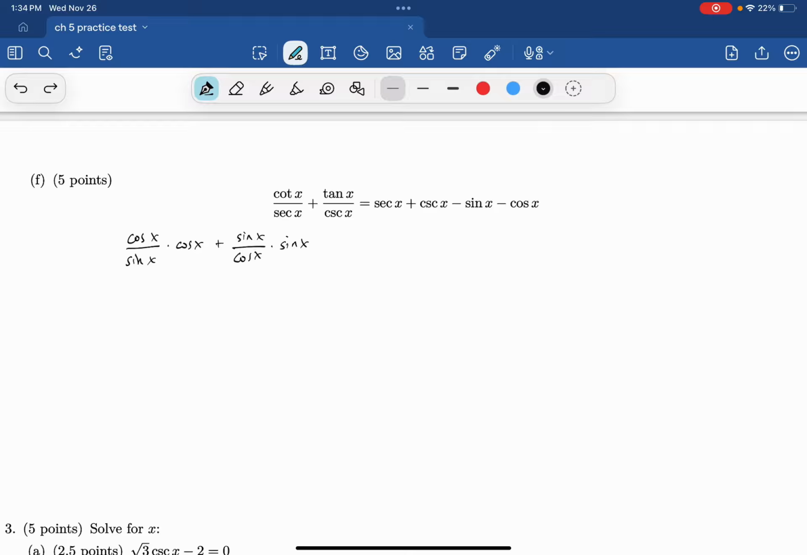And so really this becomes cosine squared over sine plus sine squared over cosine. Okay?